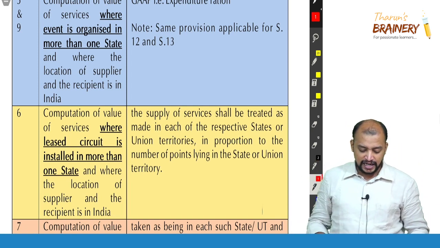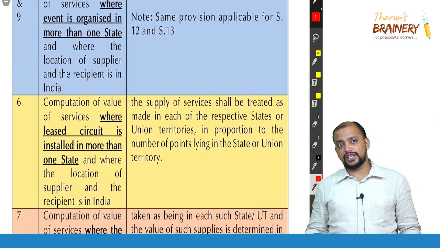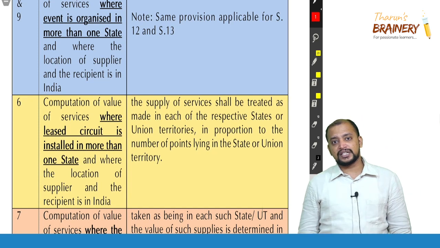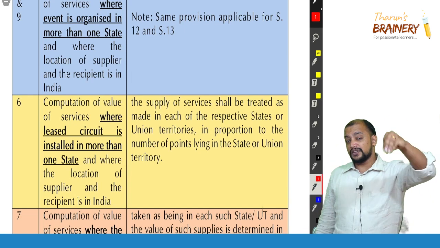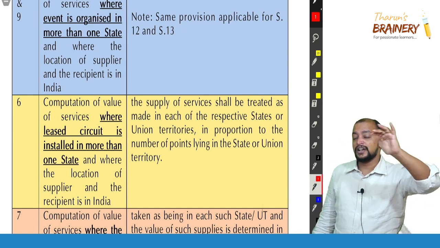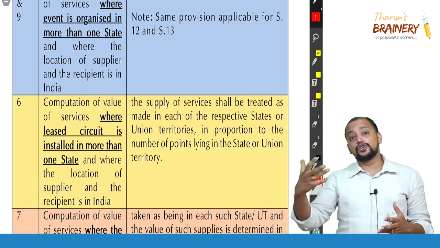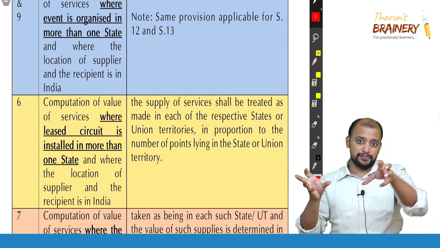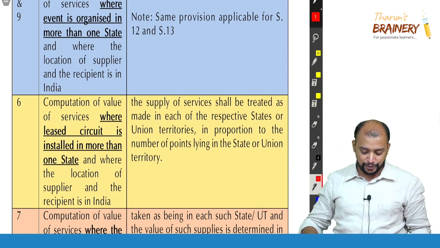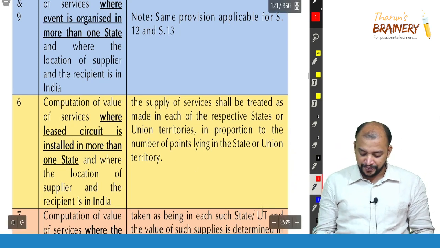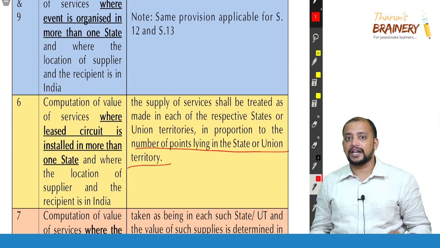Then next, rule 6. Computation of value where a leased circuit is installed in more than one state. In case of telecommunication services, we need to take the location where the fixed line is installed. What if the fixed line is installed in more than one state? We need to take the location of that installation, but the number of circuit points should be taken in each state. For example, state A 10 points, state B 30 points. In that ratio we need to apportion. Circuit points means connections, the number of connections.